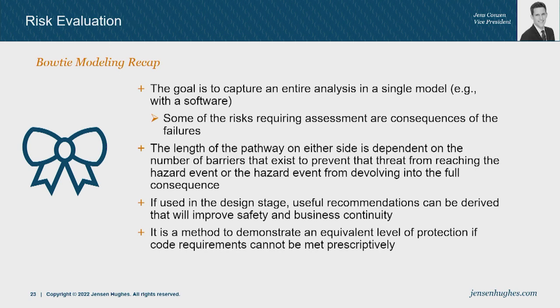And then lastly, again, it can be used to demonstrate that you meet an equivalent level of protection, because there are some requirements in fire codes, but they may not be applicable or not feasible to accomplish on the scale that we are talking about today in battery manufacturing. Then you can ask an authority for a variance, a code variance request, so to speak, that's how it's called, and demonstrate with this model that while you do not meet the requirement by the letter, you meet the intent of it.